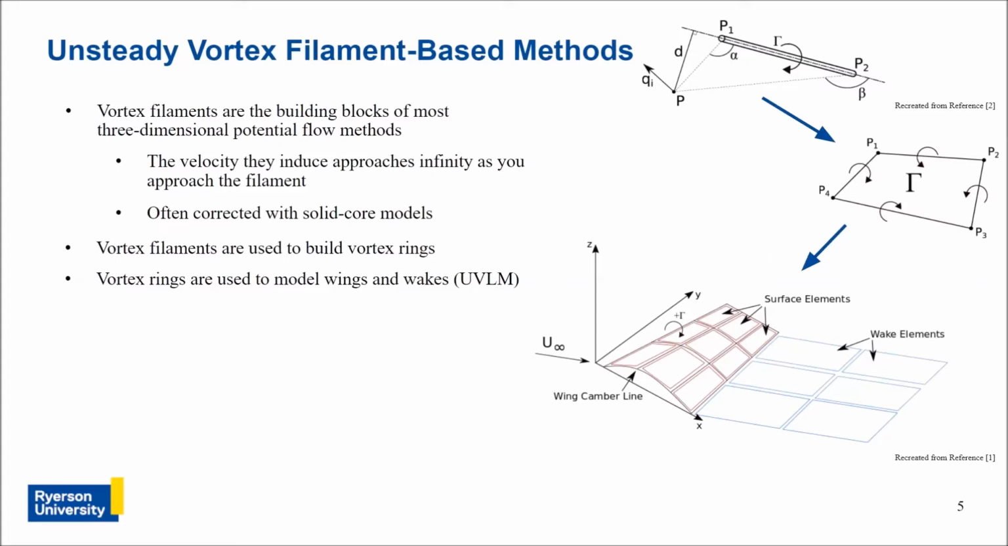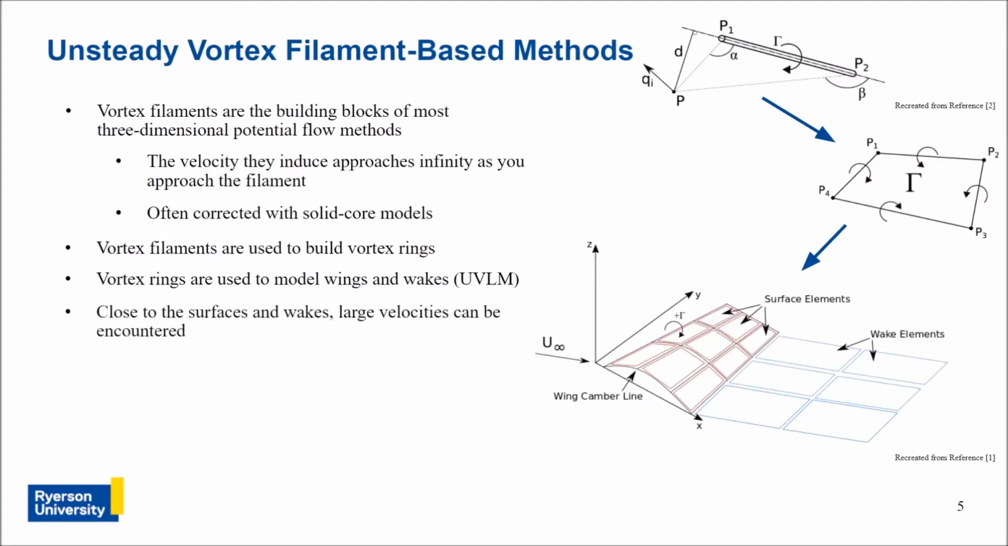So for example, here we have a wing half-span modeled using a lifting surface method, which places the rings on the camber line. The wake is also made of vortex rings. This is a very typical representation of what is known as an unsteady vortex lattice method, or UVLM. And most of the time with conventional wings and wakes, this is fine. UVLM-based methods have incredible value and are computationally inexpensive.